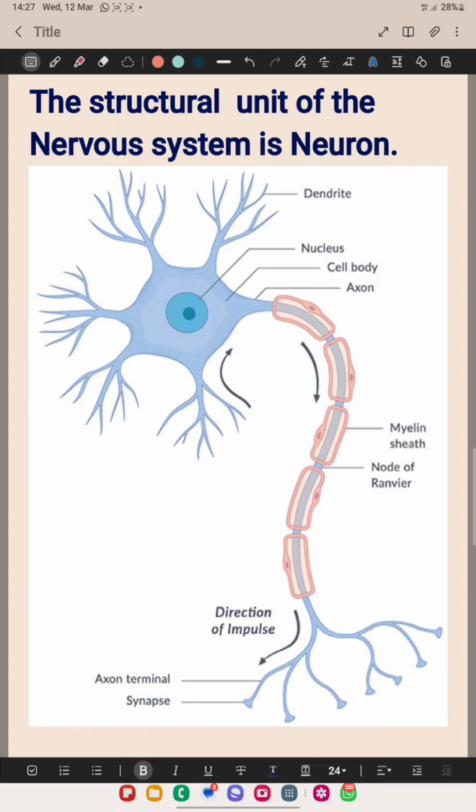Basically, it consists of 2 parts: the cell body and the parts that arise from the cell body. The cell body consists of the nucleus and cell organelles, and the parts that arise from the cell body are dendrites and axon. The axon is covered with the myelin sheath. In between myelin beads there are Ranvier nodes. These Ranvier nodes help to increase the rate of passing impulses.